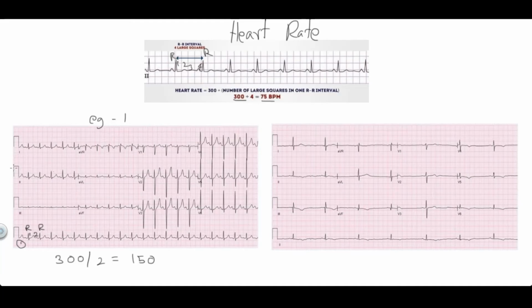So if you just look at this overall ECG, you'll be having a lot of beats. So this patient is in tachycardia, and also this RR interval is equal. So this patient has sinus tachycardia.